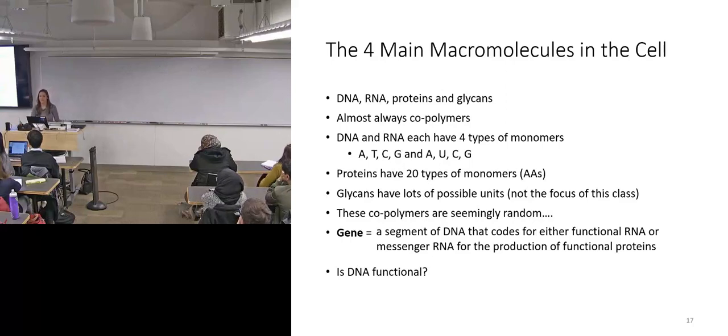So for example, this one has for me an example of a functional protein is hemoglobin. What is its function?